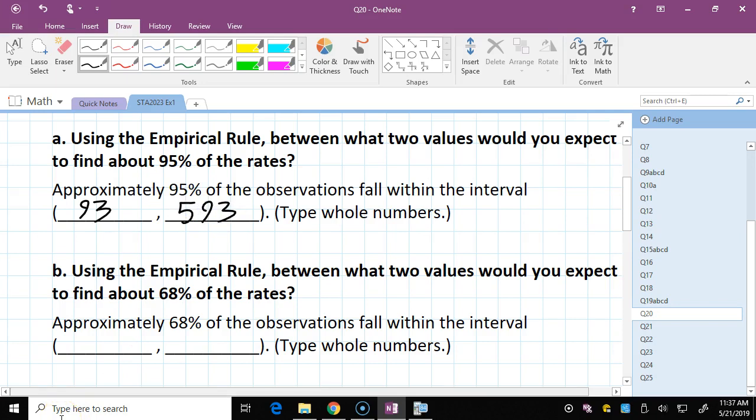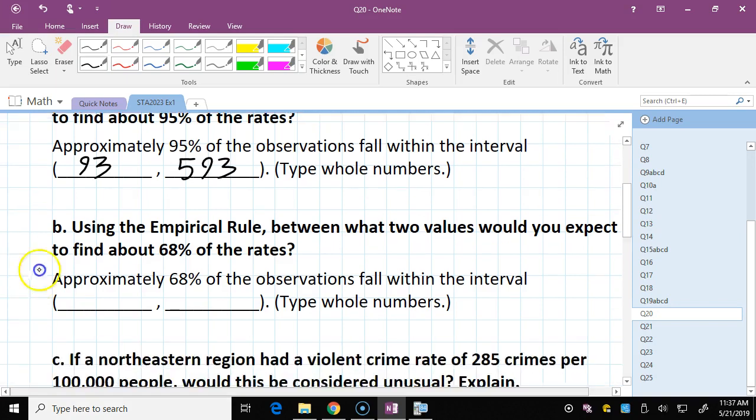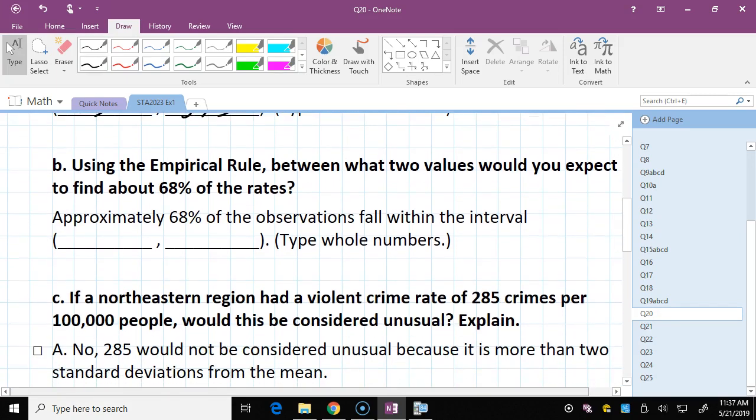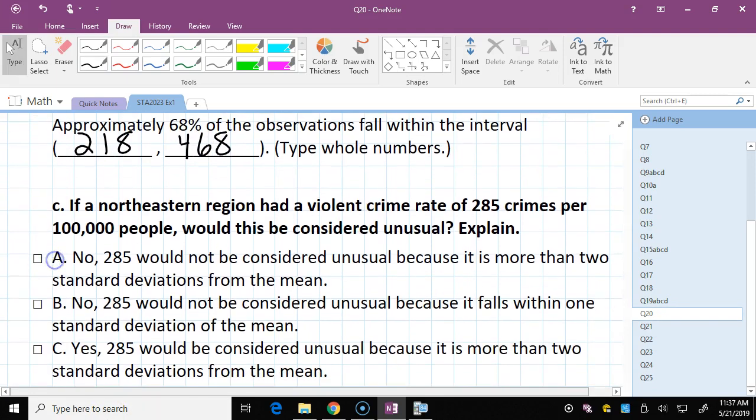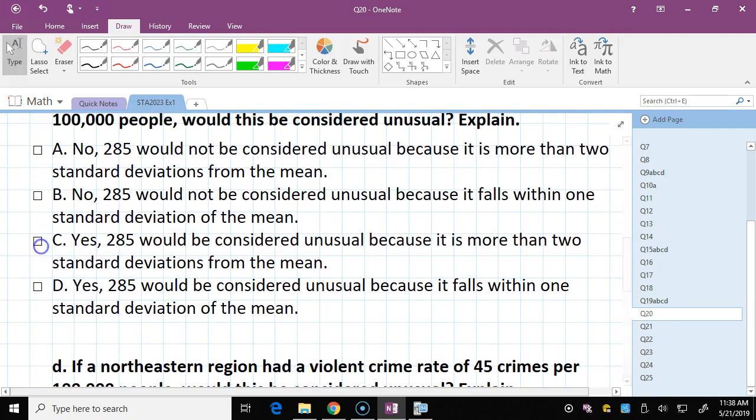Using the empirical rule, between what 2 values would you expect to find about 68% of the rates? Perfect. And then we ask the usual and unusual questions. So if a northeastern region had a violent crime rate of 285 crimes per 100,000 people, would it be considered unusual? Why? Okay, so the answer is what? B.